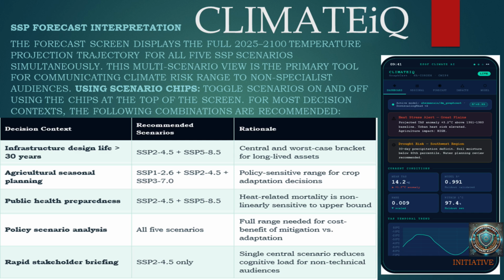You have 3 columns here. The decision context, recommended scenarios, rationale. Alright, so then you also have the infrastructure design line as 30 years, SSP 4.5 to SSP 8.5. And the rationale is central and worst case bracket for long-lived assets. Then successively you have the agricultural seasonal planning and the public health preparedness, the policy scenario analysis, the rapid stakeholder briefing. They are recommended scenarios and the rationales respectively.